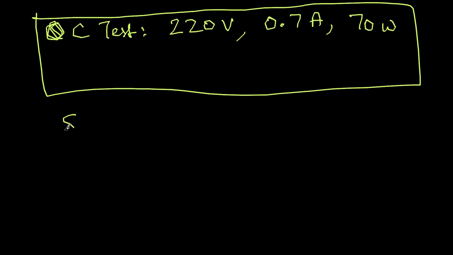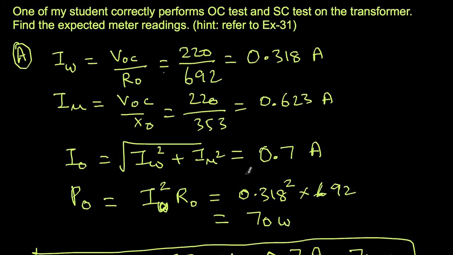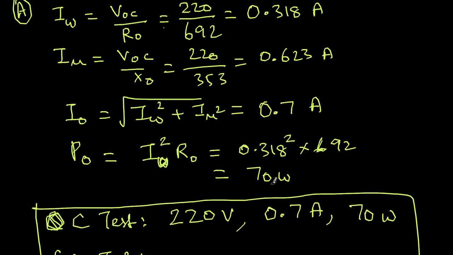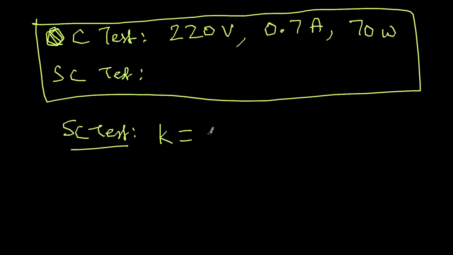Now let's look at the short circuit test, which I will write here along with the expected solutions. R01 and X01 refer to the primary side, but the short circuit test will be conducted on the secondary side. Therefore, I have to transform these to the secondary side. So what is my K? K is 400 by 220, or 40 by 22, or let's say 20 by 11.